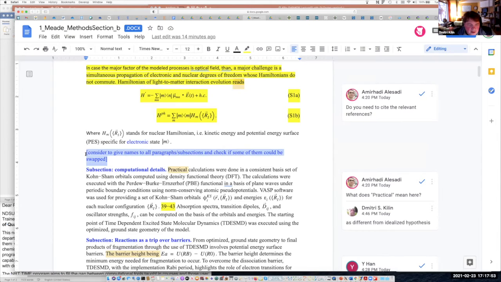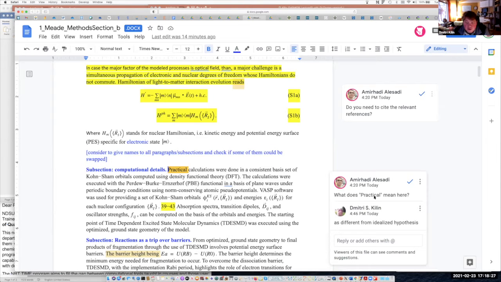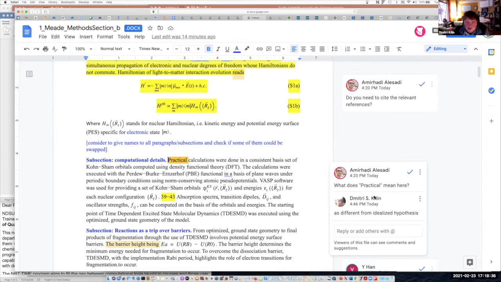Basically, we'll go over all questions, but what I did while reading it, I gave names to almost each paragraph because maybe we will need to remove some paragraphs or swap their orders. And it seemed to be easier when there are titles. Okay, Amir is asking about the word practical. Mead is not responsible for it. I added this word meaning practical versus ideal. Like there are ideal theories and practical implementations.